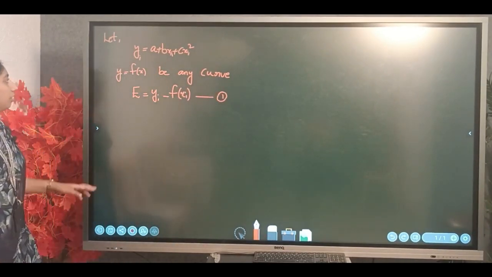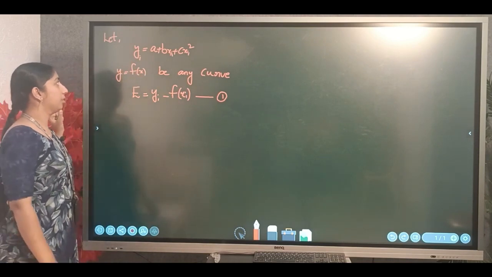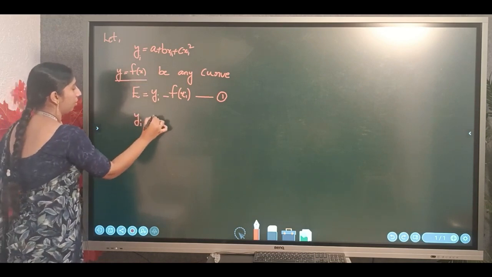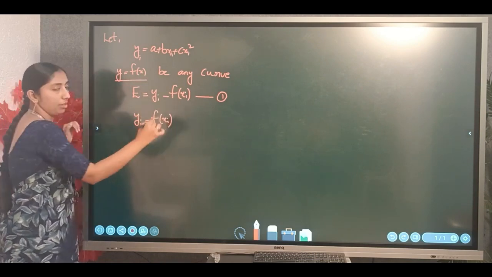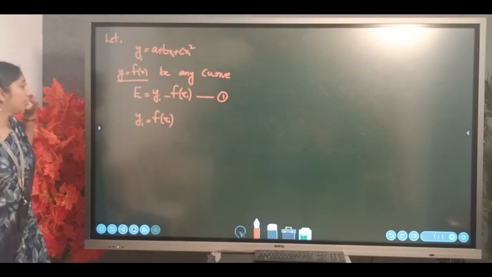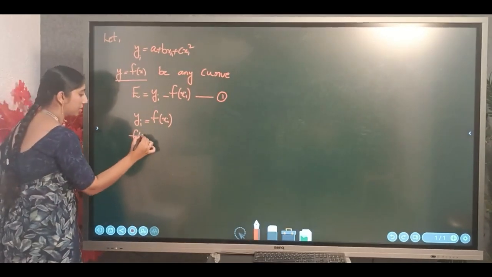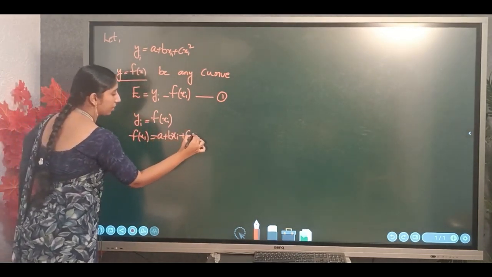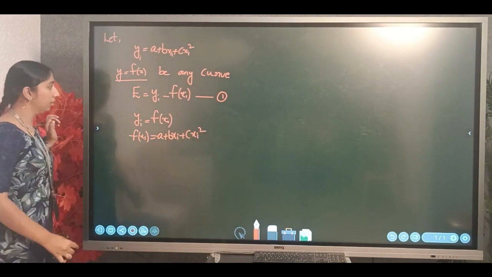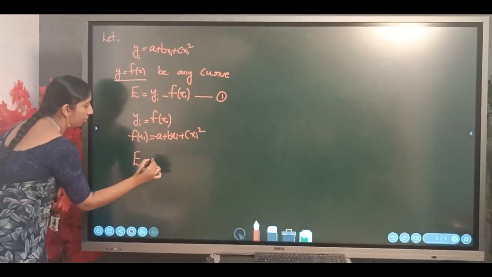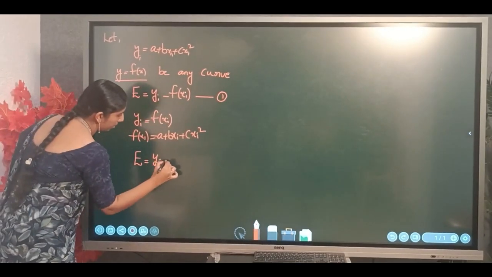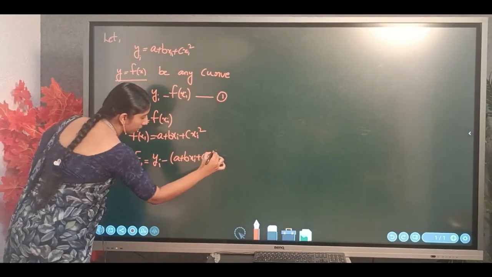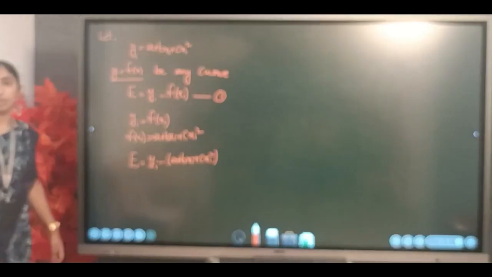So when comparing here, yi is equal to a plus bxi plus cxi square, and y is equal to f of x, so you have to consider yi is equal to f of xi. So by comparing this, in place of f of xi you take a plus bxi plus cxi square. Clear? That means now E is equal to yi minus (a plus bxi plus cxi square). So this is the error of approximation.